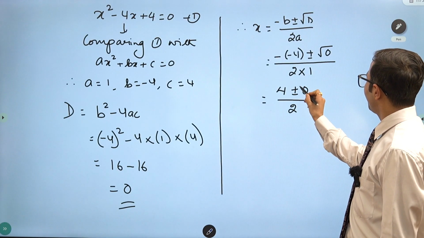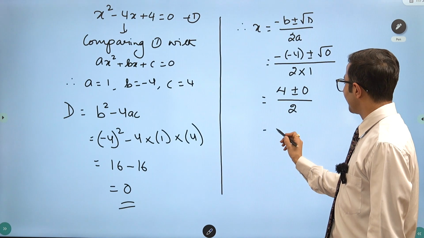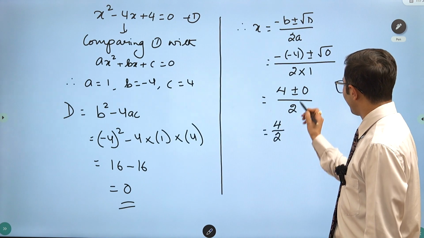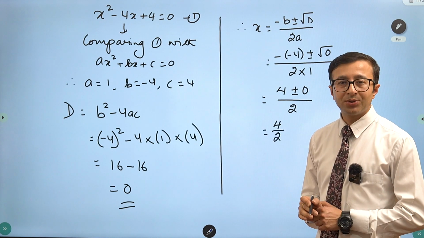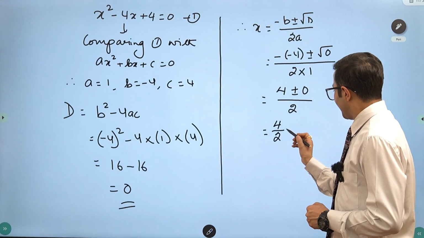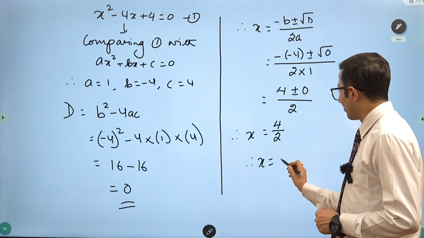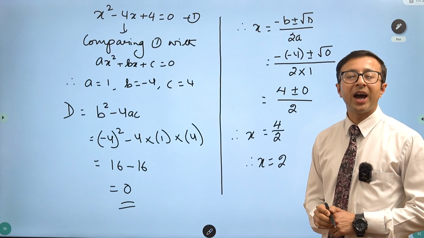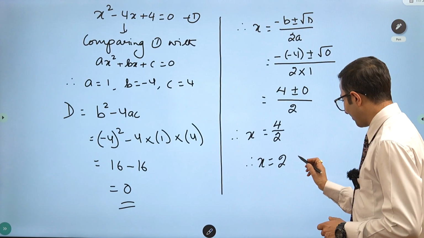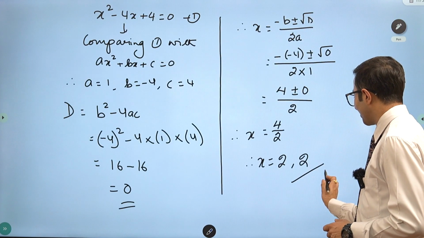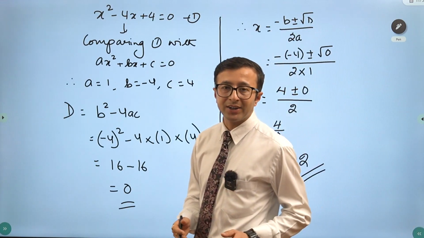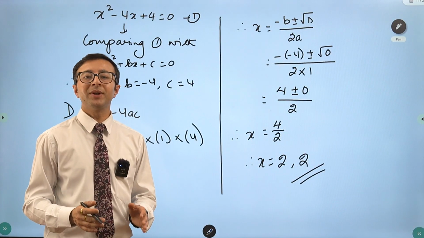Now back again to the same. So here 4 plus minus 0 divided by 2, which is equal to 4 divided by 2. The plus minus is removed here due to 0. So the value of x we can see here is 2, but being a quadratic equation, it should have exactly 2 roots. That's why the other root is also equal to 2. So we have verified that the discriminant is 0.